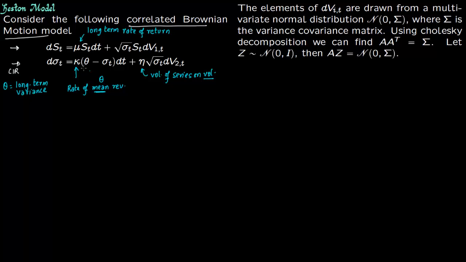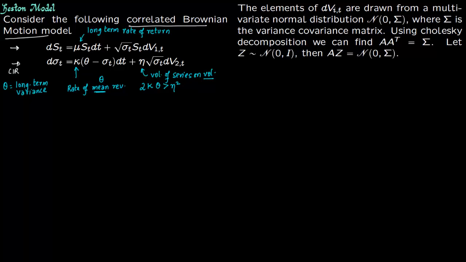So this kappa is not arbitrary. What you essentially try to do is put in this Feller condition, that is 2 kappa theta has to be greater than eta square. This condition will ensure that your volatility is always positive. And yeah, that is pretty much it.